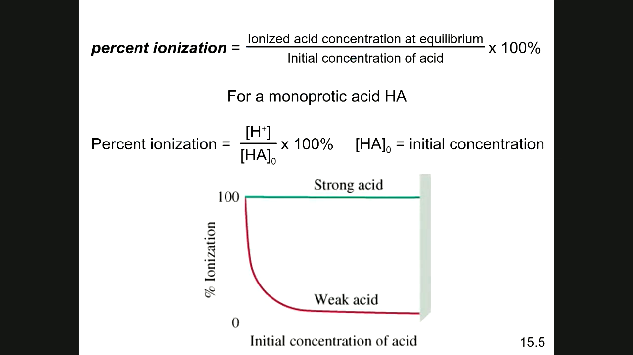Percent ionization is what percent of the HA has been ionized. For a strong acid, it's 100%. For a weak acid, it depends on the weak acid. If it has a high Ka, a higher percentage is going to be ionized. Any questions so far? Basically you find the value for x, you divide by the initial value of the acid times 100, and that gives you percent ionization. No questions?